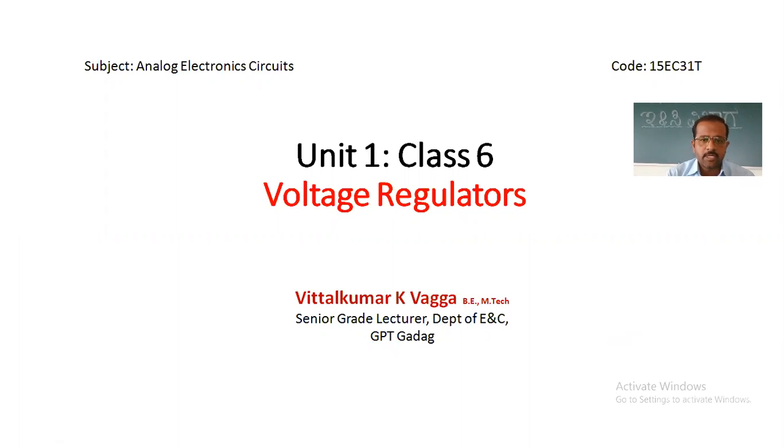In the last class I explained about the filters. What is a filter? It is used to remove the unwanted part of the signal. In the power supply, filters are used to remove the AC component and allow only the DC to pass. Filters are classified into two main types: one is the C filter, and the other is the pi filter.